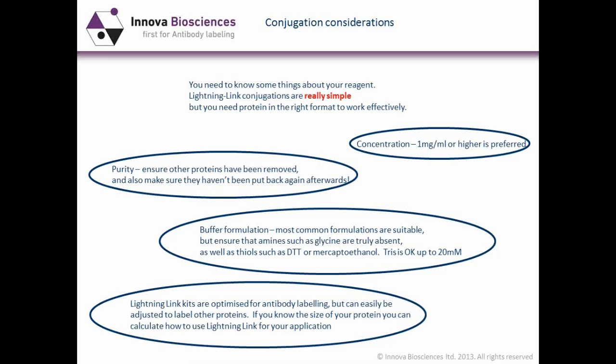The Lightning-Link kits that are available from Innova are optimized in terms of their instructions for antibody labeling, but that can easily be adjusted to label other proteins. Basically, if you know the size of your protein, you can calculate how to use Lightning-Link for your application. And obviously, we'll always be able to help you out with that calculation if you need some support on that.